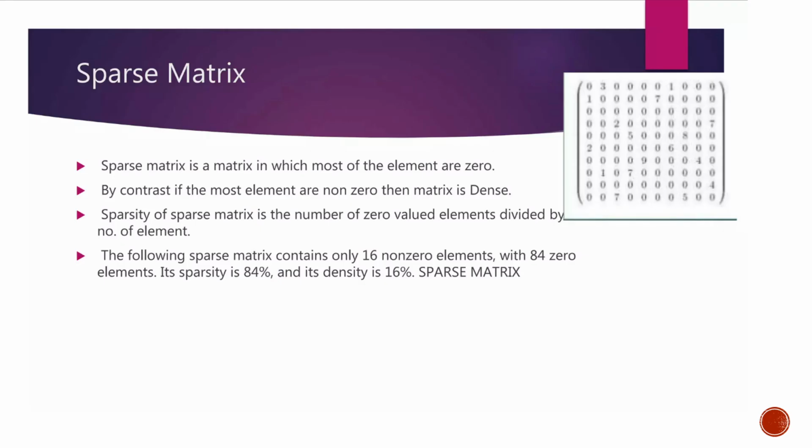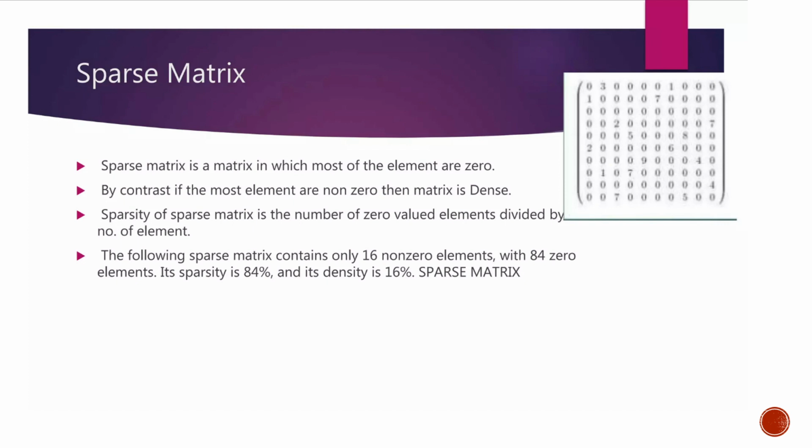And today our topic is sparse matrix. If in a matrix there are more zero elements than non-zero elements, then it is called a sparse matrix, which implies there is a lot of space getting wasted in our matrix.